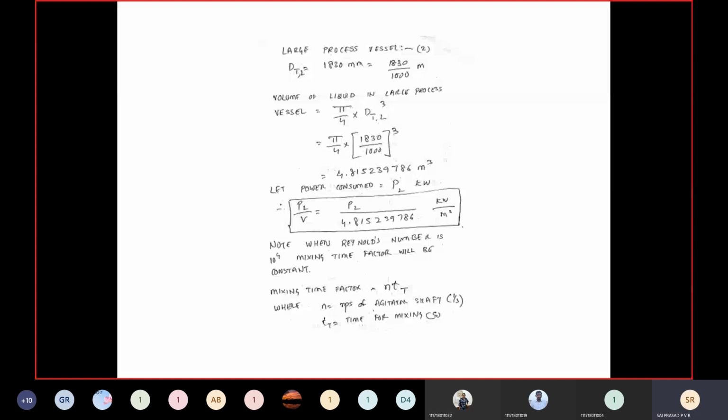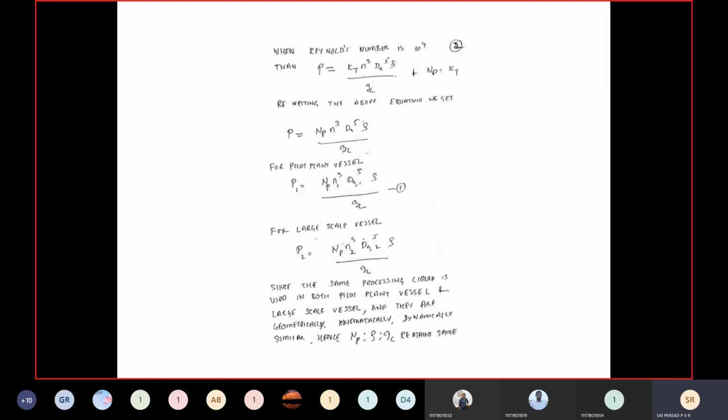Now, when the Reynolds number is 10 to the power of 4, obviously it is turbulent. So hence you have the formula P is equal to Kt into n raised to 3, dA raised to 5, rho divided by Gc. Kt is a constant, and then you have small n, which is raised to 3. Small n is the RPS of the agitator. dA is the diameter of the agitator. Rho is the density of the fluid which we are mixing, and of course Gc is the constant, where Np is equal to Kt.